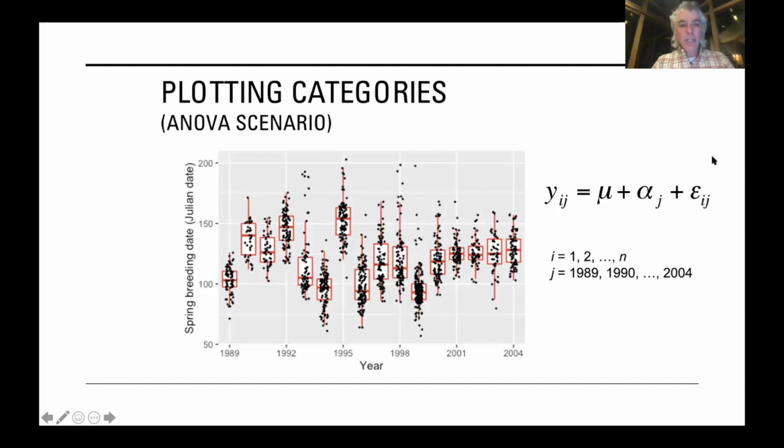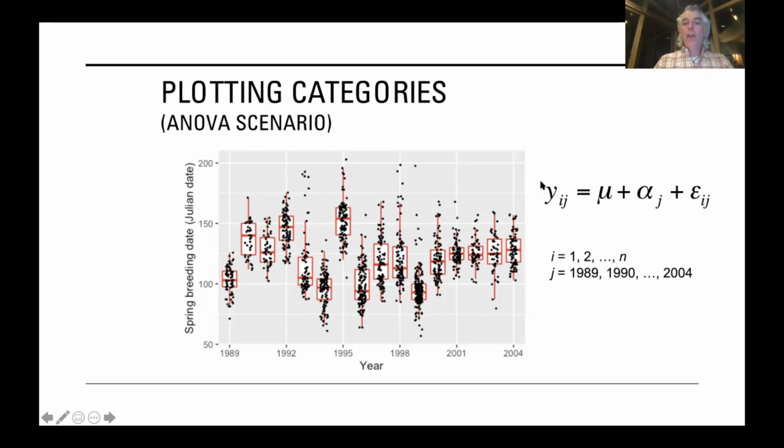In addition to continuous predictors, general linear models can also have categorical predictors, and this is equivalent to our ANOVA scenario. Here we again have the timing of spring breeding by squirrels, but the predictor that we have in this case is not a continuous predictor, but a categorical predictor, where we're treating each year as its own category.